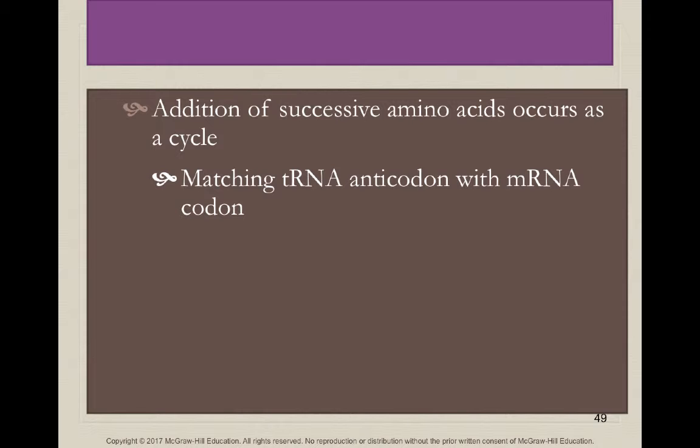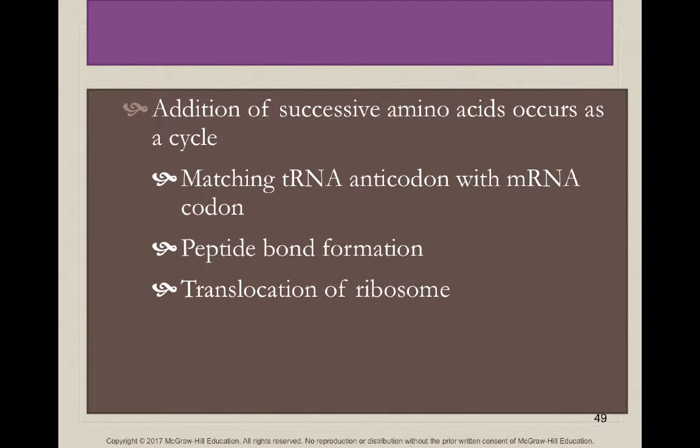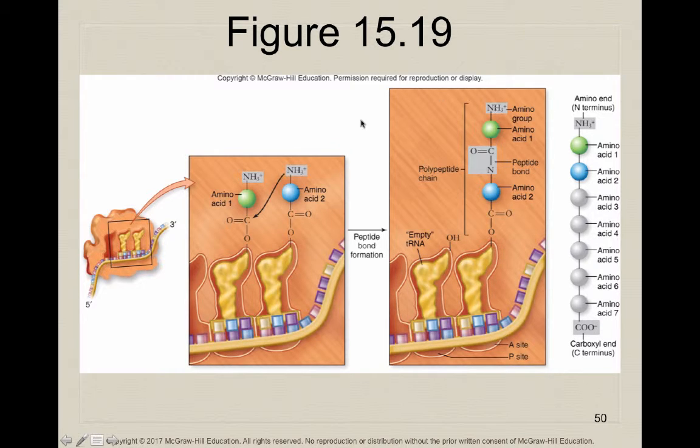And so that process will continue where the anticodon on the tRNA will match up with the codon on the messenger RNA. You'll form the peptide bond between the amino acids. The ribosome translocates or slides down the messenger RNA. So here we have our full A site and P site. The bond is going to be created between these two amino acids.